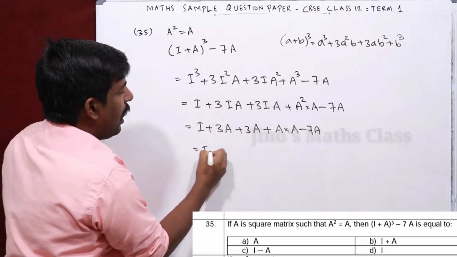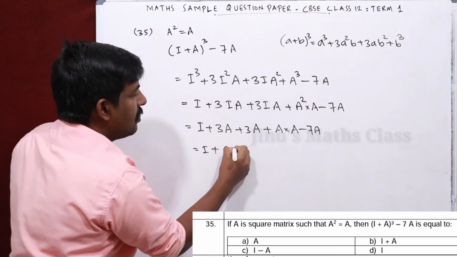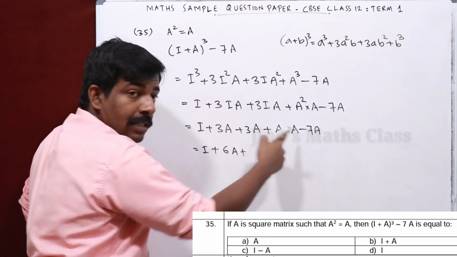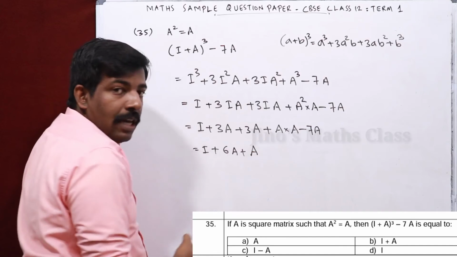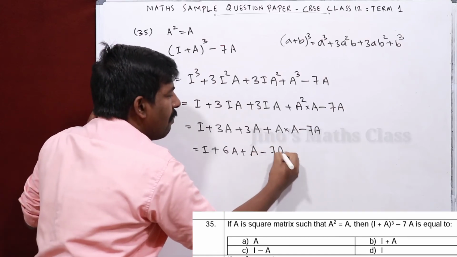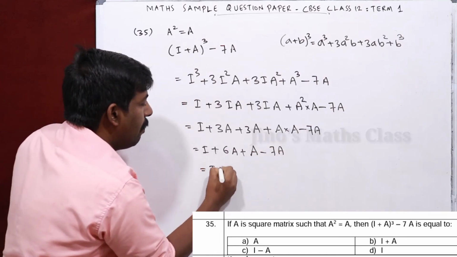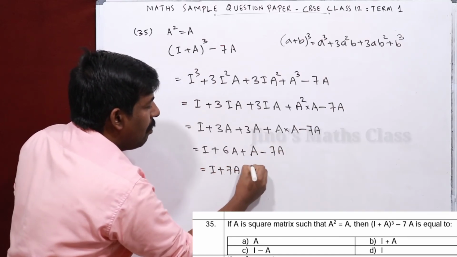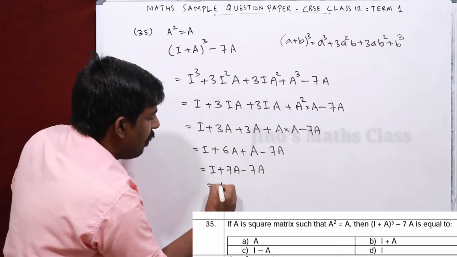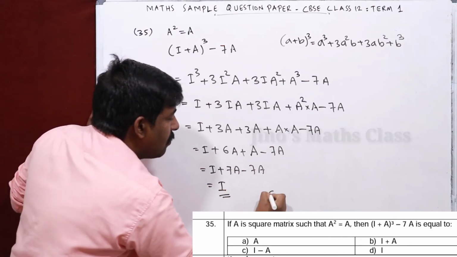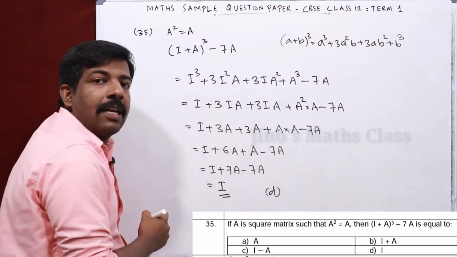That is equal to I plus, here we are getting 6A plus A into A is A square, and that A square is again A. That's why here we can write A again, minus 7A. So that is equal to I plus 7A minus 7A. So here 7A minus 7A get cancelled. Finally we are getting it as I. That's why option D is the correct answer.